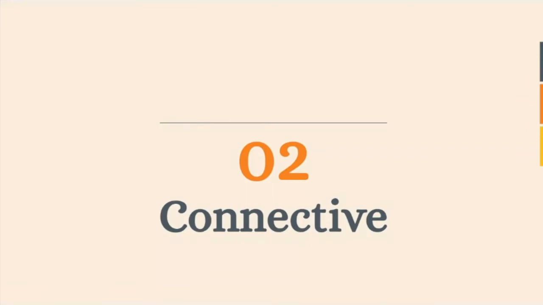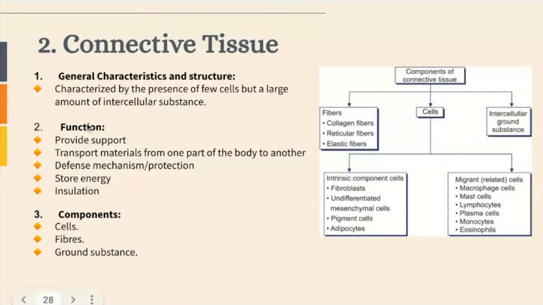Okay, now let's move on to the connective tissue. The function is to provide support, to transport material from one part of the body to another, and it also plays a role in defense mechanisms, provides protection to the tissue, stores energy, and provides insulation. There are three main components: the cells, fibers, and ground substance. Fibers usually comprise collagen, reticular, and elastic fibers. And the cells usually include fibroblasts, adipocytes, the fat cells, mast cells, macrophages, lymphocytes, and plasma cells.